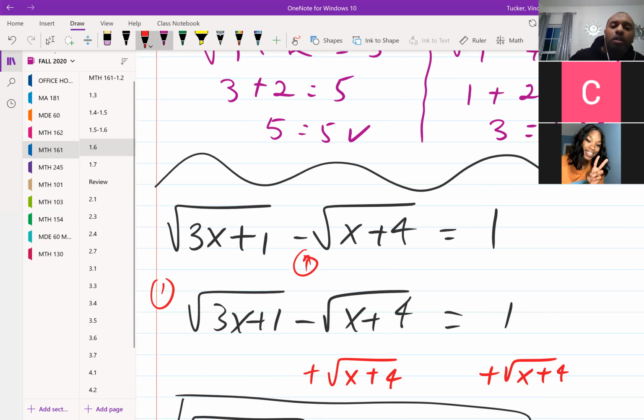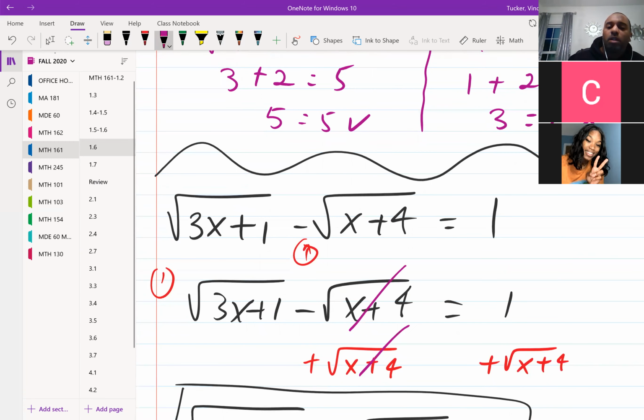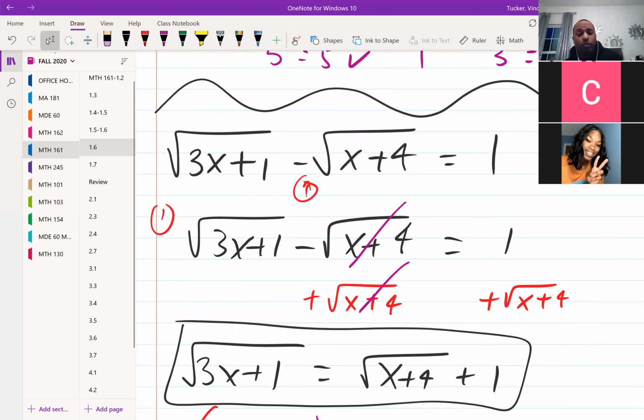All right. So that cancels here and leaves us with this equation. The square root of 3x plus 1 is equal to the square root of x plus 4 plus 1. And once again, make sure that radical does not extend to the plus 1. The plus 1 is outside of it.